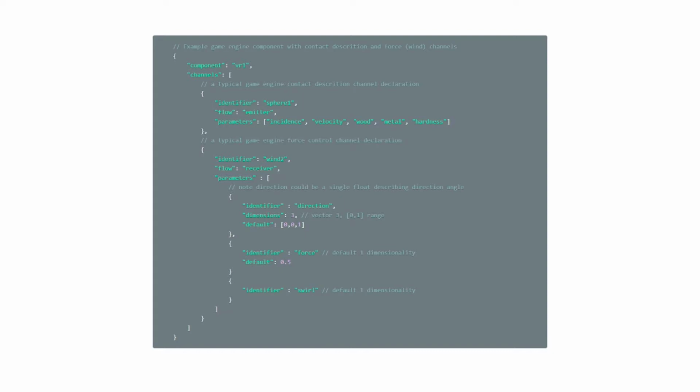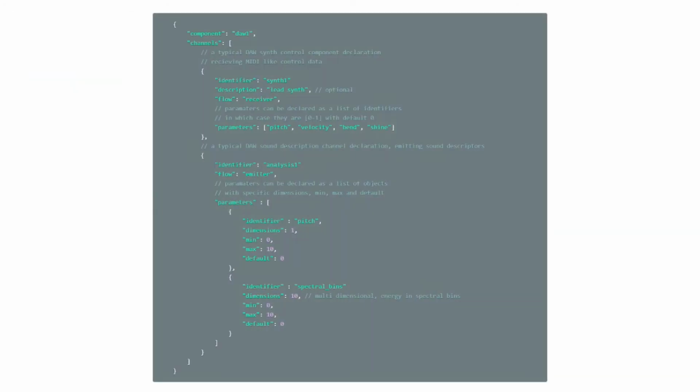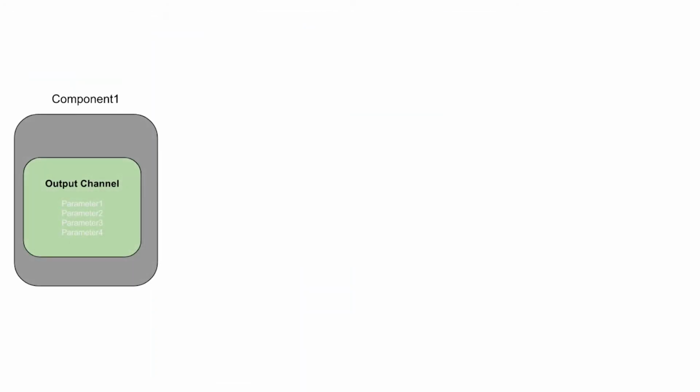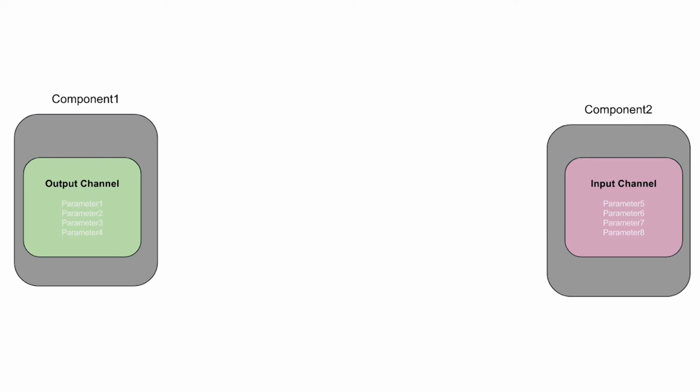So just a quick recap of the wider picture. Imagine we have a software component, component 1, that declares an output channel which has parameters 1, 2, 3, and 4. This output channel is used to send descriptive information about its own state to the environment. We then have component 2, which has an input channel, and as an input channel, this allows control information to be sent from the outside into the component, and this input channel has parameters 5, 6, 7, and 8. So we have on one side an output channel, and on the other side an input channel, and they have mismatched parameters.